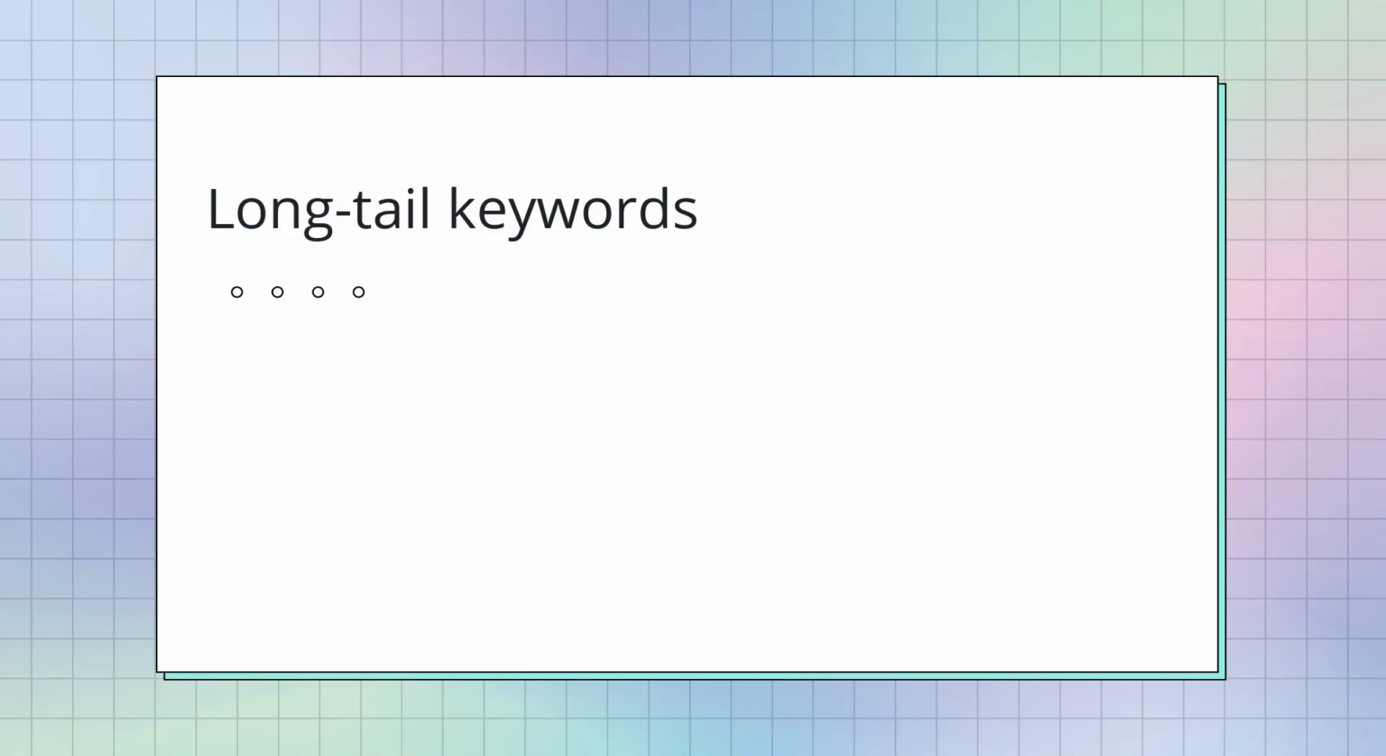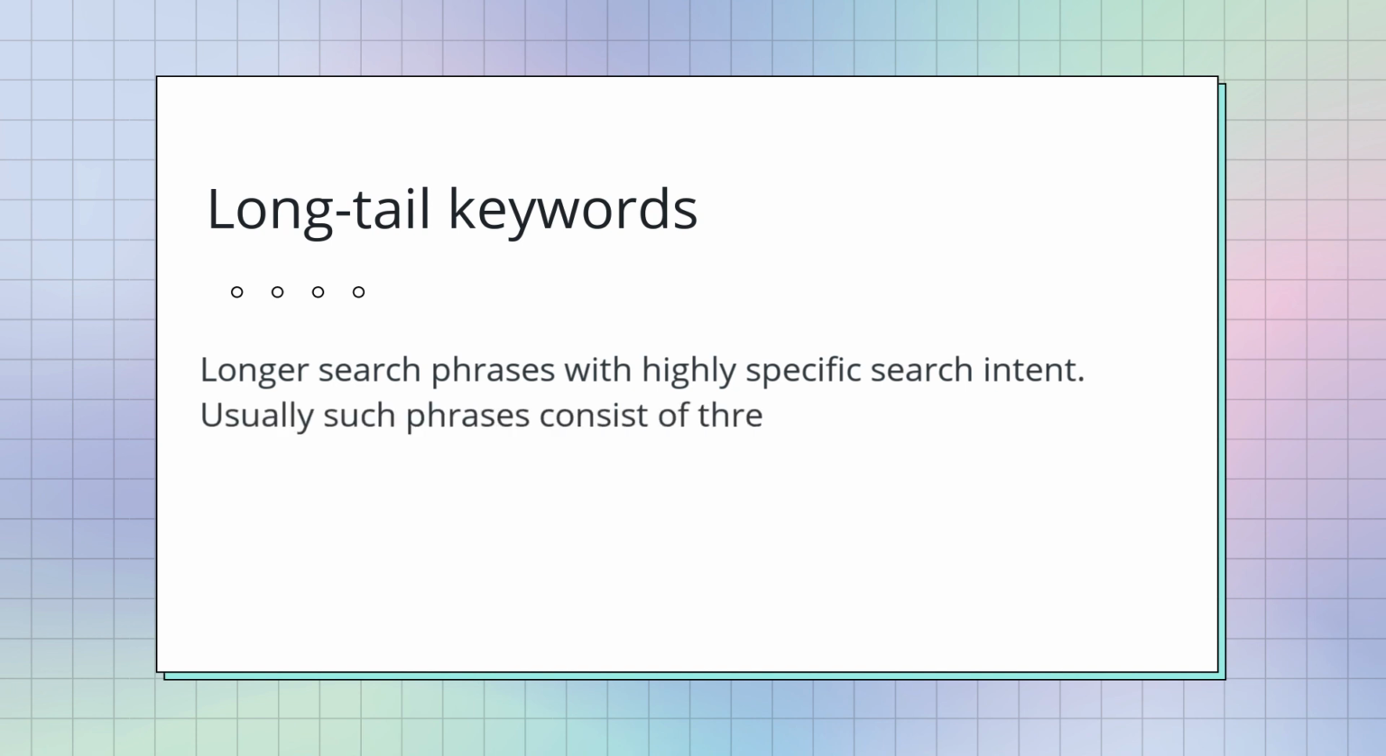So a typical SEO tip for a starting website would be use long-tail keywords. Long-tail keywords are longer search phrases with highly specific search intent. Usually such phrases consist of 3 or more words. Compare these two queries: best bikes and the best gravel bikes under 1,000. See the difference? In the first case, a user is just exploring, while in the second case, they have a much stronger purchase intent and are probably just a few steps away from pulling the trigger.